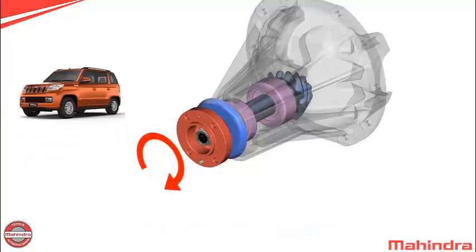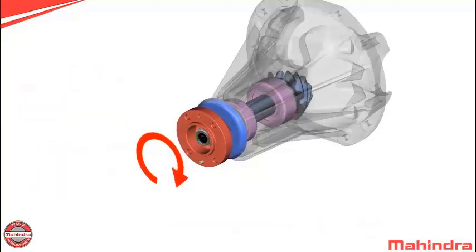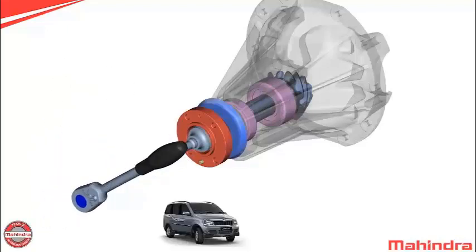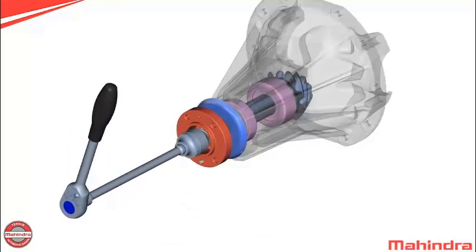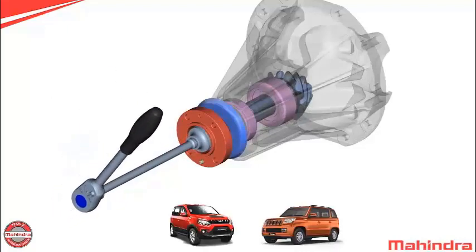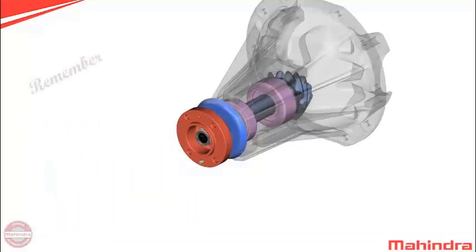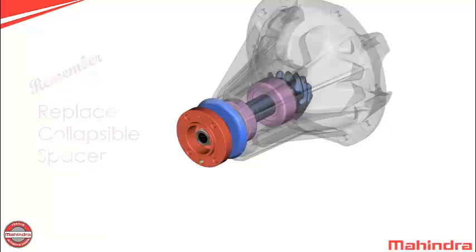For TUV300 and Neosport, 1.9 to 3 Nm for Timken bearing. To achieve the same, following torque is to be applied on lock nut. For Xylo and Contro, 298 to 678 Nm, and for TUV300 and Neosport, 165 to 400 Nm. Remember to replace the collapsible spacer every time we remove the pinion nut for any reason.